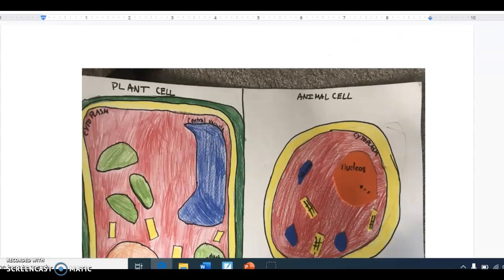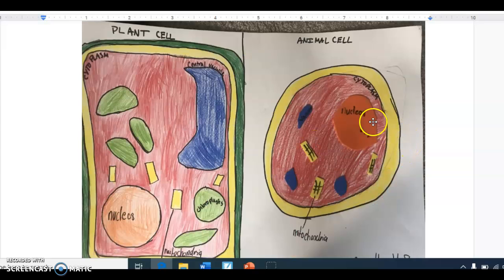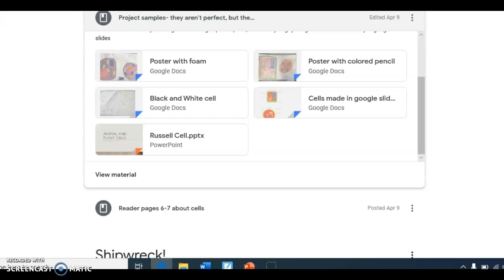This person last year just kind of colored with colored pencil. These are all for you to look at in Classroom, or they did a little bit of foam, I think. Watch your spelling. This person did a black and white kind of drawing, which I'd rather you use some color.